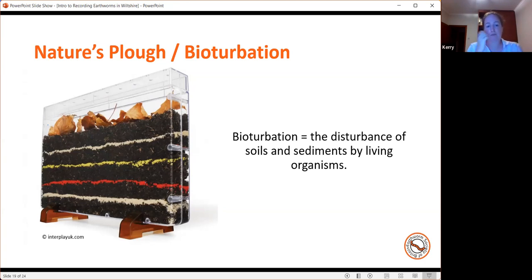And that's really important out in the wild for mixing all of the nutrients, all of the things in the soil, stopping soil becoming really compacted and having separate layers. It's good to have it all mixed up.